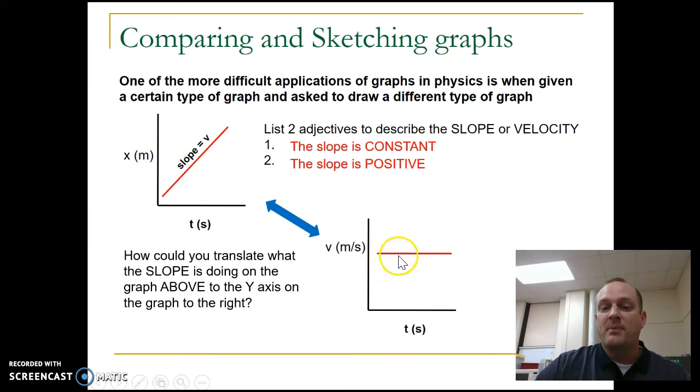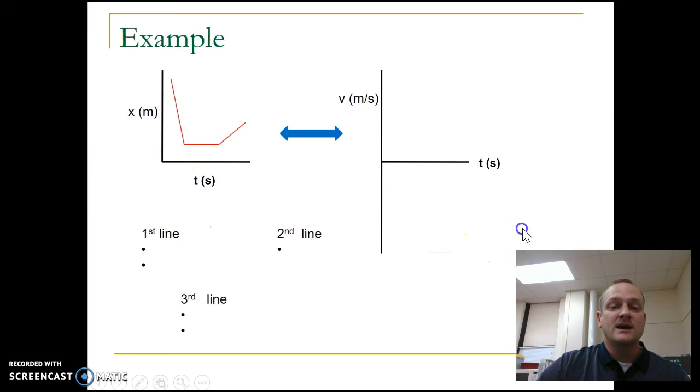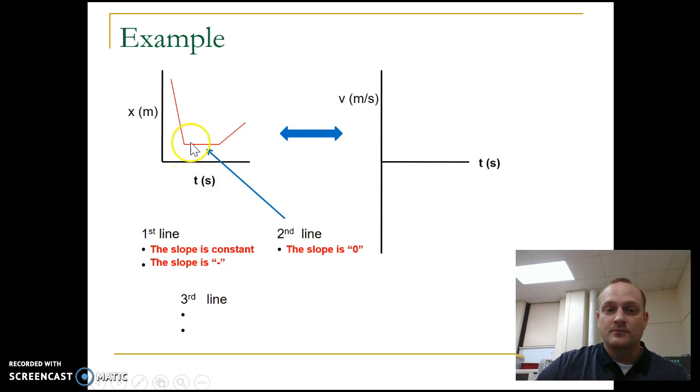Well, it needs to be positive, so it needs to be above the horizontal axis, and it needs to be constant. It needs to be flat. Okay, it can't change. Let's look at an example here. So I have a position versus time graph, and there's 3 separate lines here, right? So let's describe those 3 lines. The first line, the slope is constant, and it's negative. The second line, the slope is 0, right? There's 0 slope on a flat line. And on the third line, the slope is positive, and it's constant.